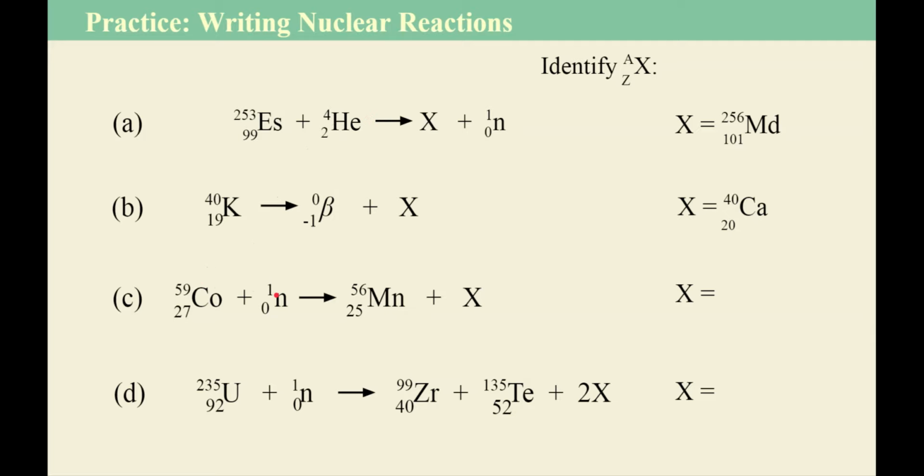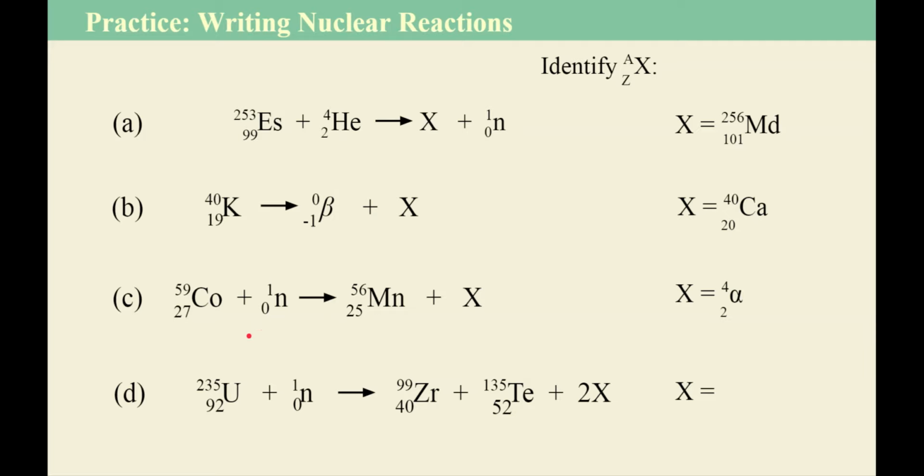Cobalt combines with the neutron to make manganese and something else. So 59 plus 1 is 60, and that is equal to 56 plus something. That something has to have a mass of 4. 27 and 0 is equal to 25 plus 2, and that would be the alpha particle.